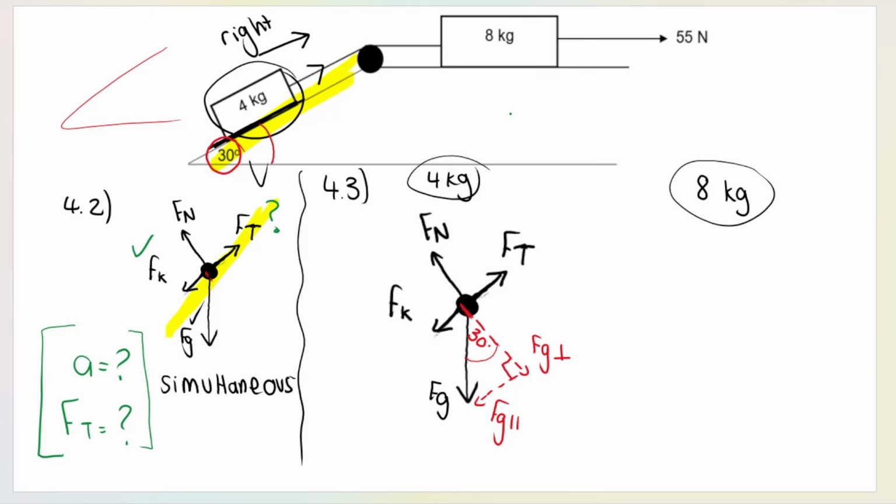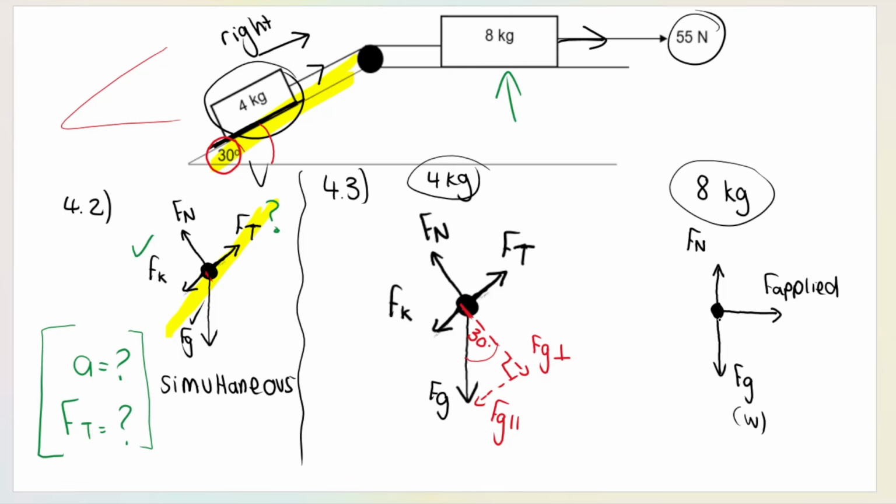How do I do a free body diagram for this object over here? Well, this one's a bit easier. It's on a flat surface. So I've got FG acting straight down. FG, gravity, or you can say W, it doesn't matter. We've got the normal force acting straight up, Fn. We've got an applied force pulling the box to the right. That is F applied. That's the 55 Newton. There we go. And then, very, very important, make your dot nice and fat.